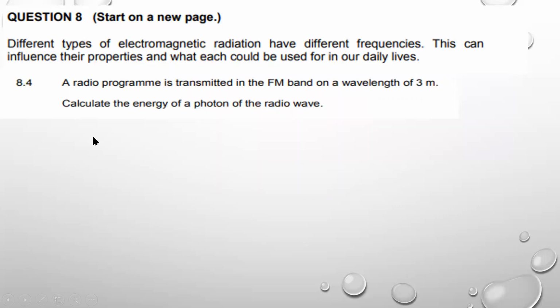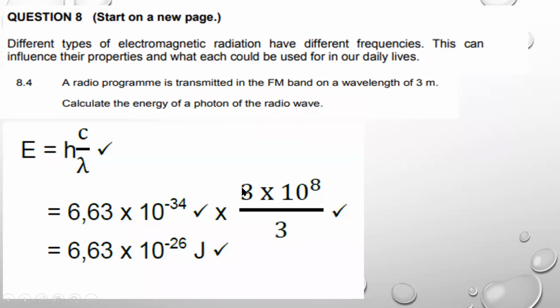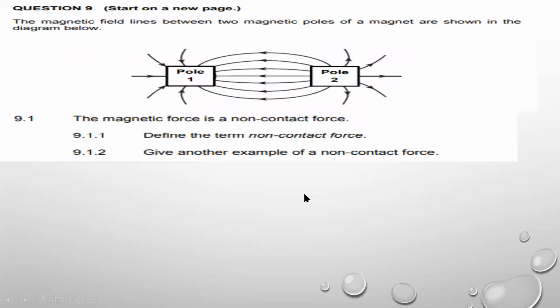Now we are calculating energy. If wavelength is given, we can calculate energy by using hc over wavelength. h is Planck's constant, c is the speed of light, and you can get energy.